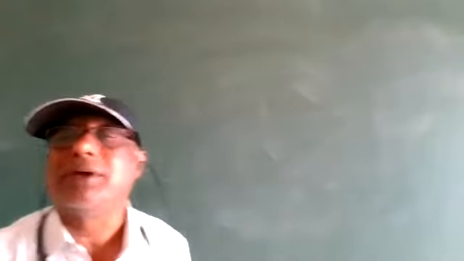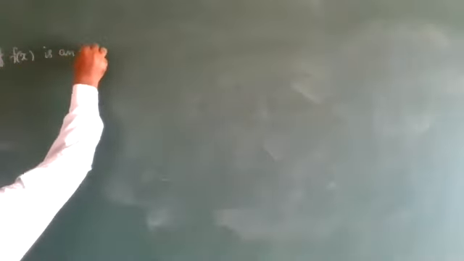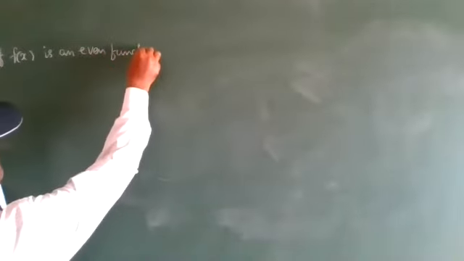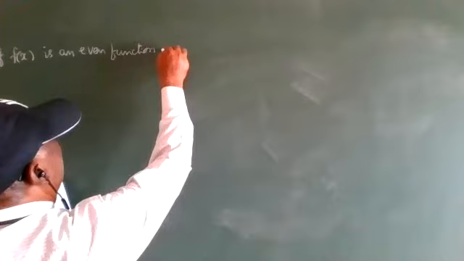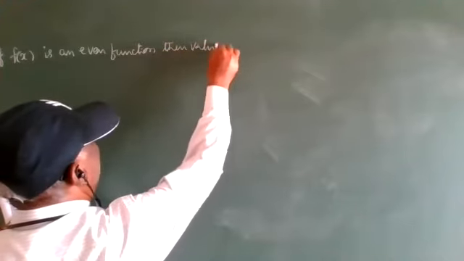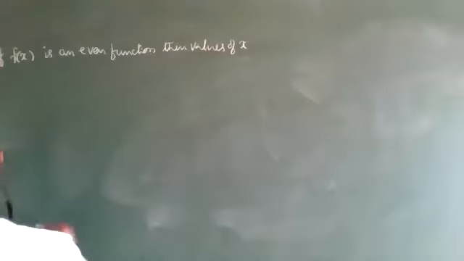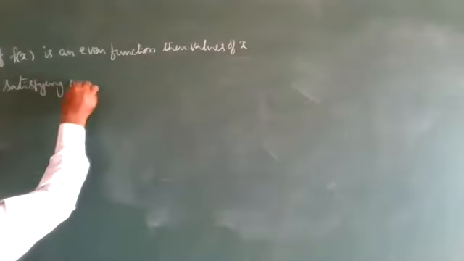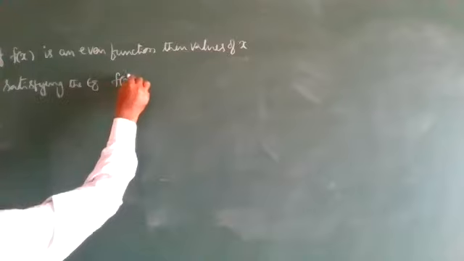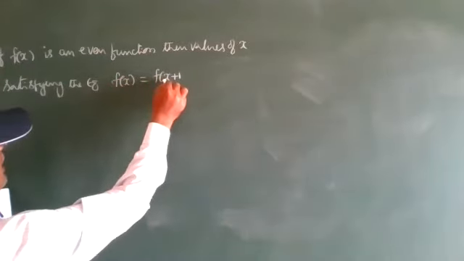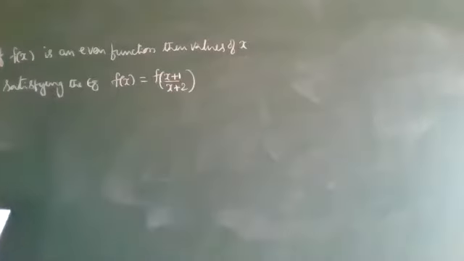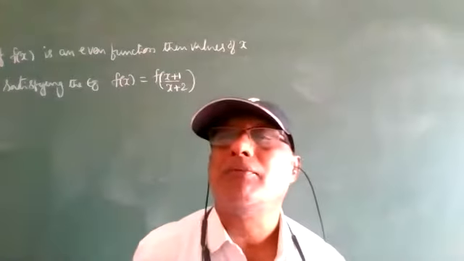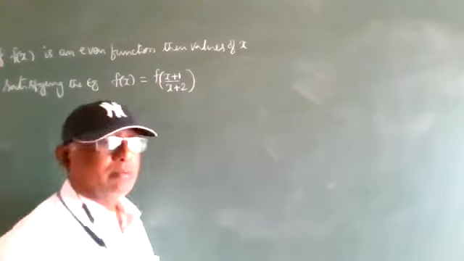Last problem in even and odd functions. The last problem is C. If f of x is an even function, then find the values of x satisfying the equation f of x is equal to f of (x plus 1) by (x plus 2). Okay? F of (x plus 1) by (x plus 2).